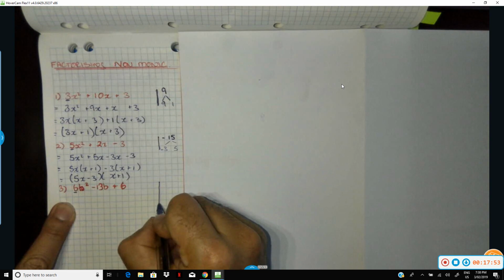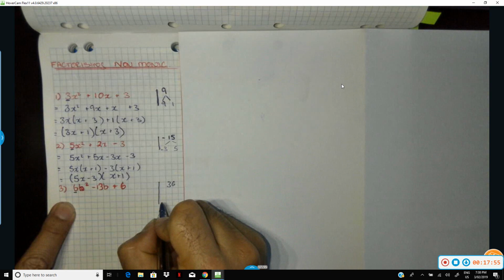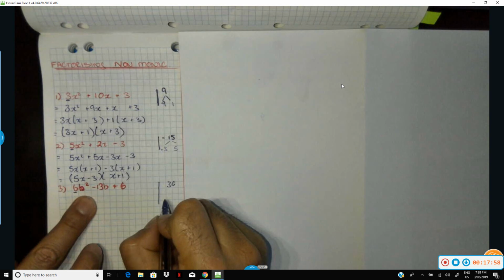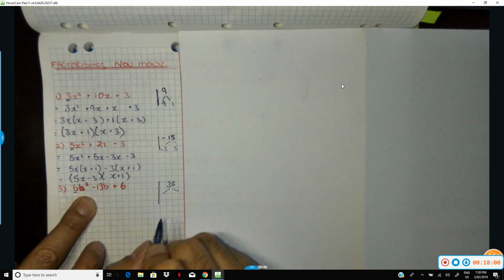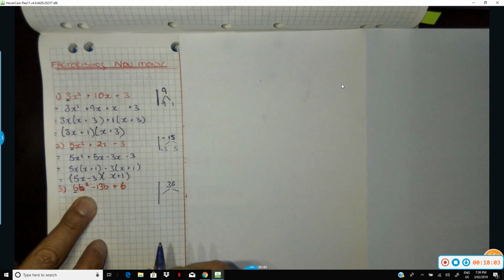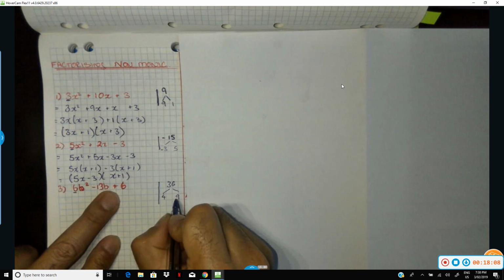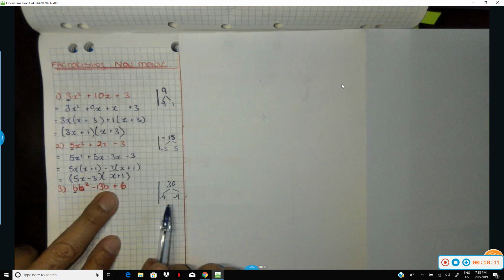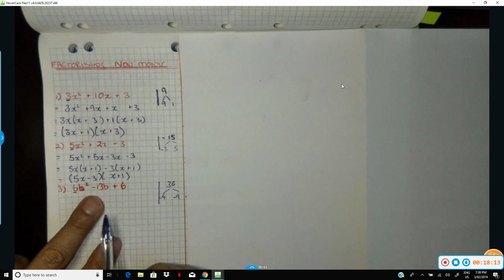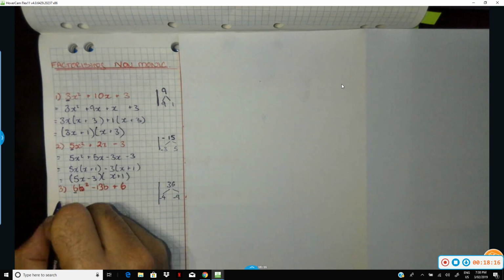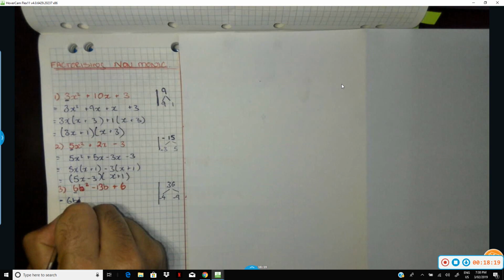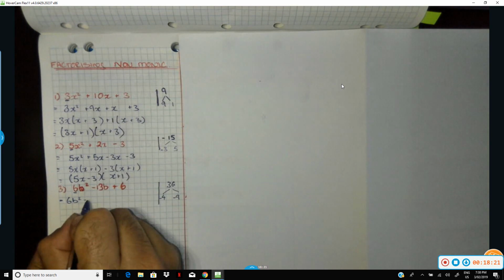We've got 6 times 6. So I'll write it on the side. I've got 36. And I want to figure out factors of 36. 9 and 4. It's a positive 36. So if I subtract negative 4 and negative 9, I will get negative 13. So let's write that down. 6b squared minus 4b minus 9b plus 6.